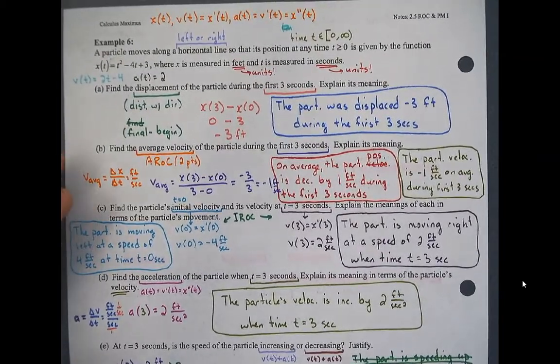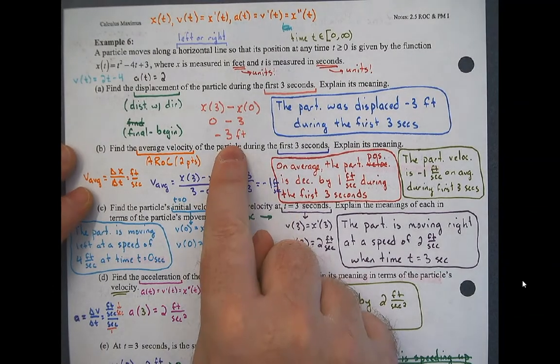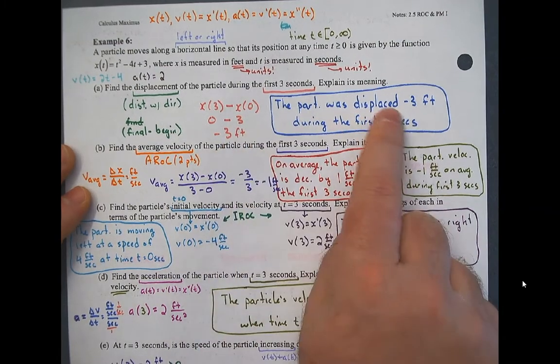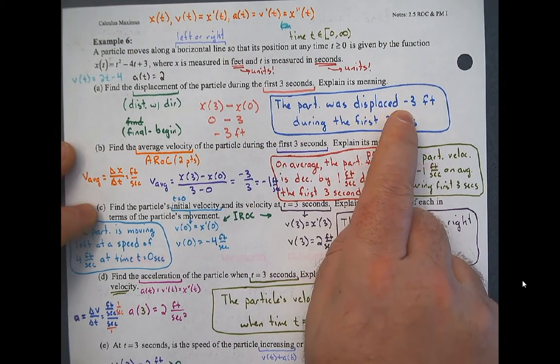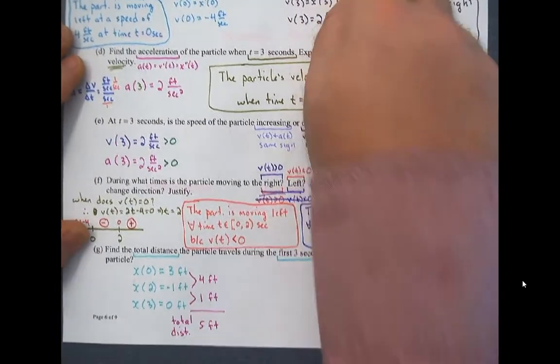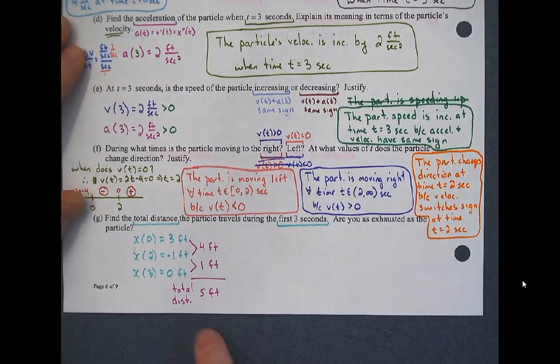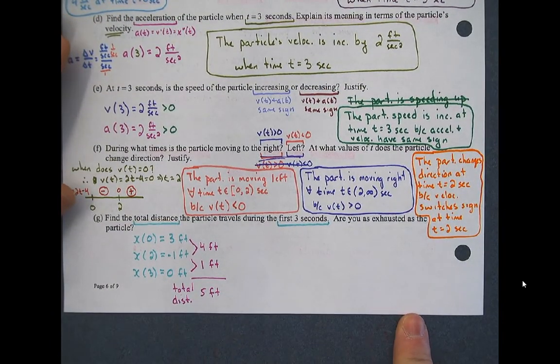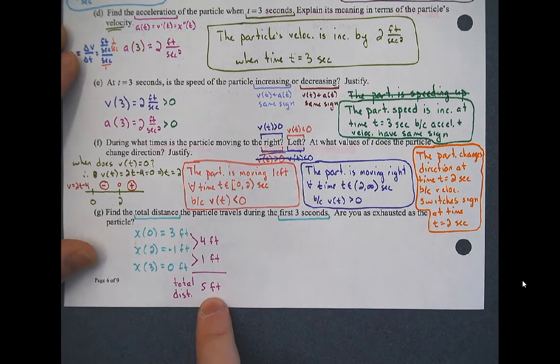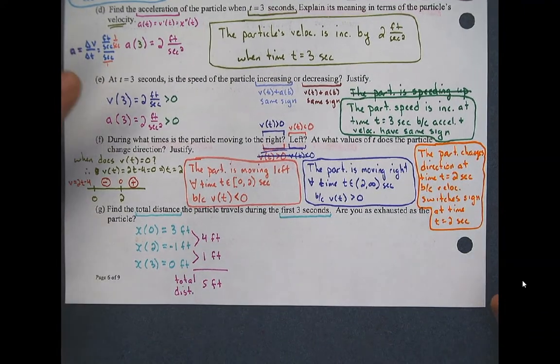Now, how far did our particle actually move? Go back up to the very first one. Our particle, from beginning to end of 3 seconds, moved 3 feet to the left. In total, from beginning to end, it moved 3 feet left. But it really went 5 feet because it started at 3 feet forward, it went 4 feet backwards, and then went forward 1 foot. So it actually traveled a total distance of 5 feet.